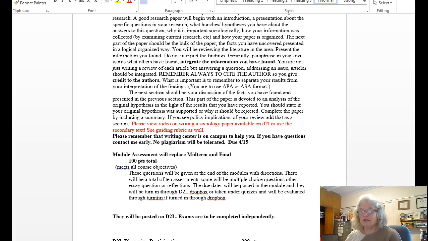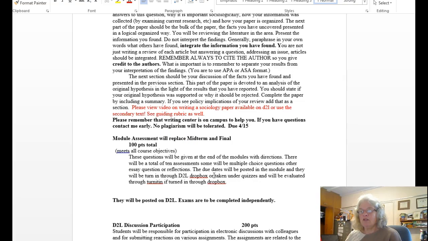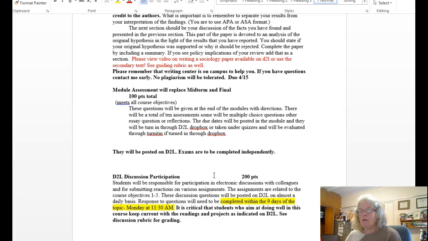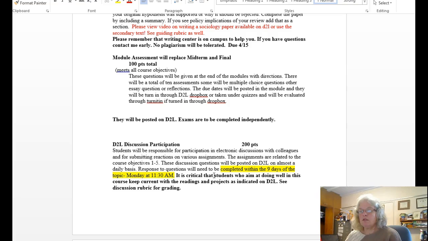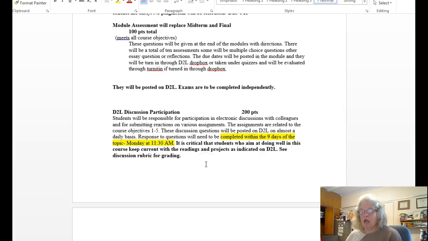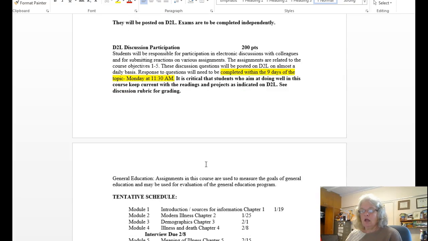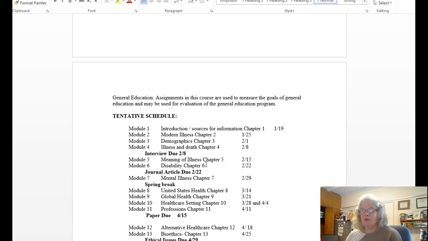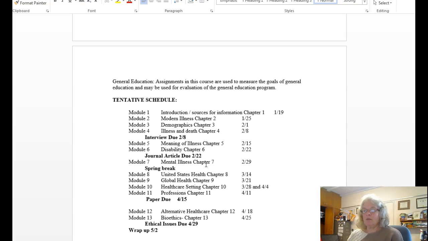And then you have module assessments. These replace the midterm and the final in this course, and you just do those every week. You'll have multiple to choose from, and you need to complete at least 10 of those. Discussions are to be done every week. You'll have that topic, and they need to be completed by the next Monday at 11:30 as you enter those discussions.